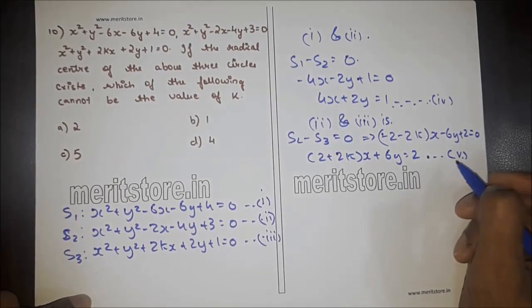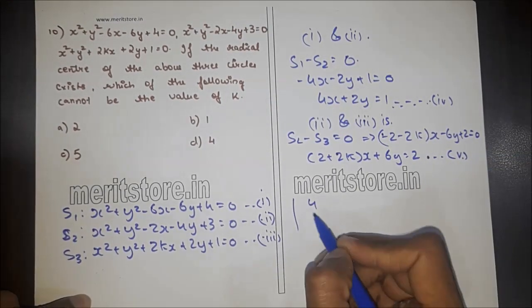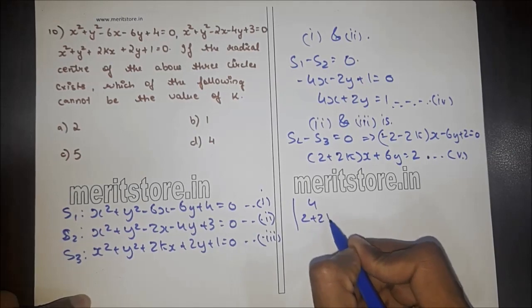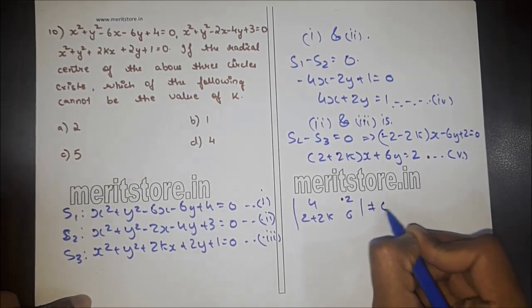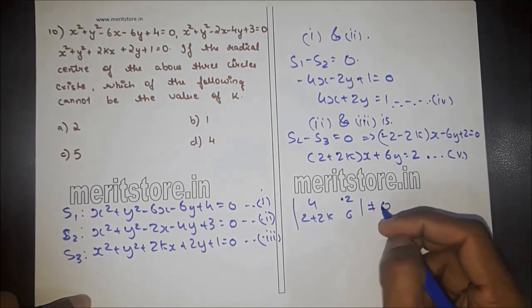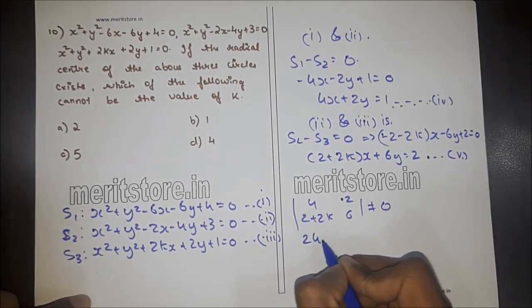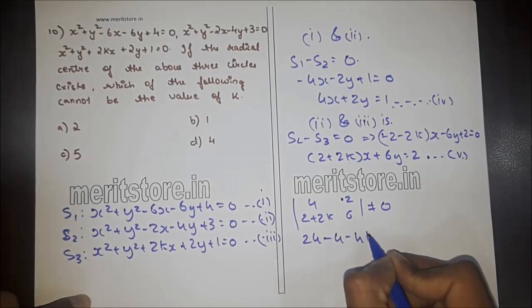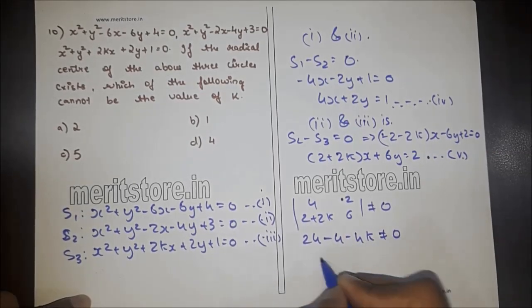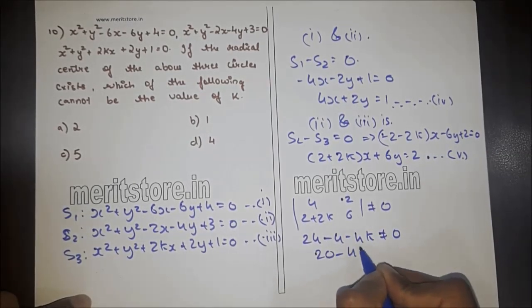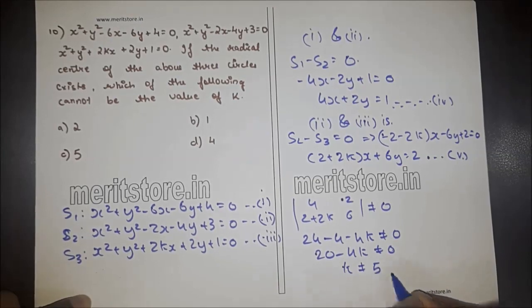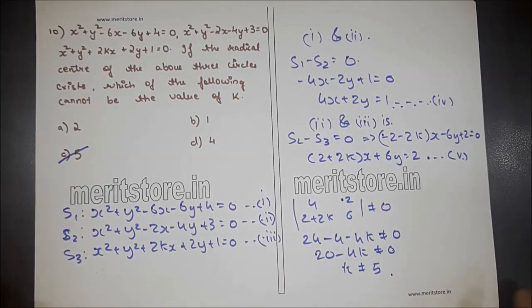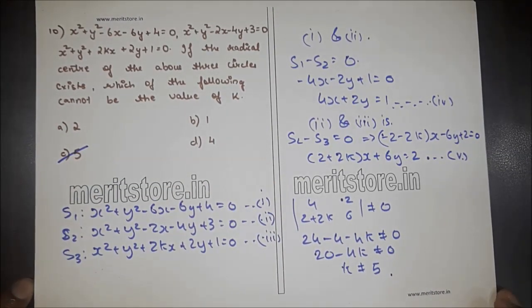So for the radical center to exist, the determinant of 4, 2 plus 2k, 2, 6 from equations 4 and 5 should not be equal to 0. So we solve this, we get 24 minus 4 minus 4k not equal to 0, where we get this as 20 minus 4k not equal to 0, so for the solution we get k not equal to 5. Therefore option C, which is k not equal to 5, is the correct answer.